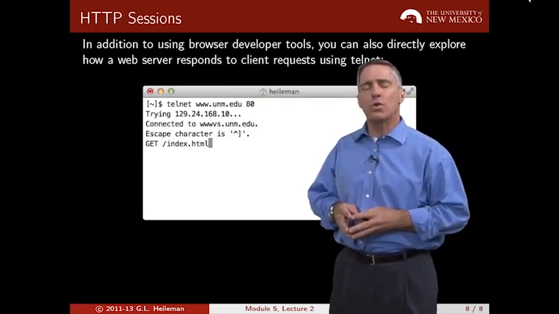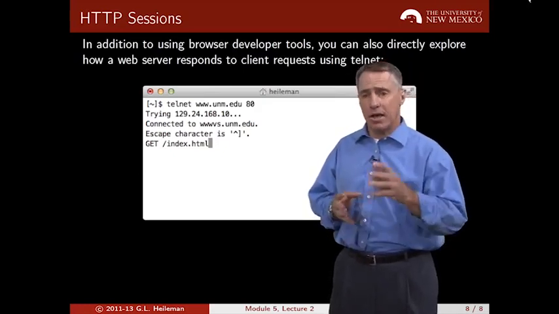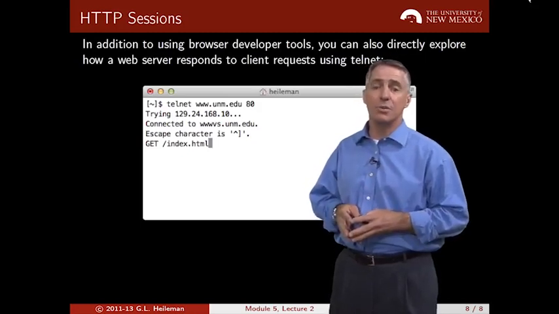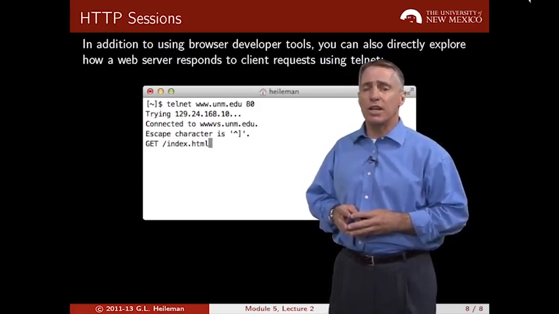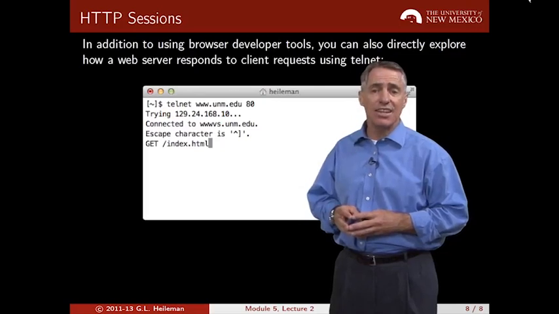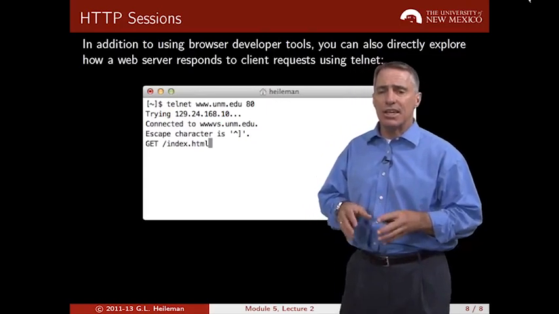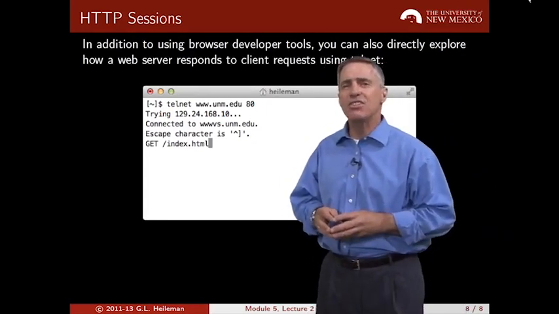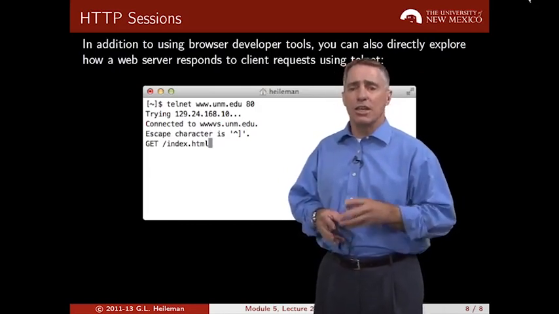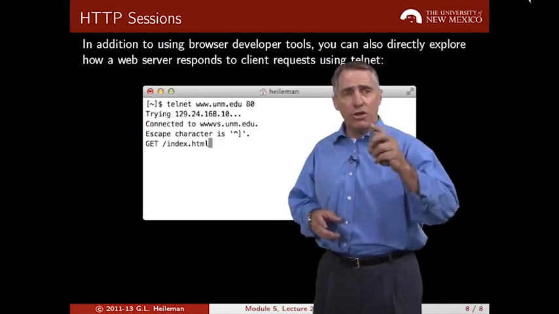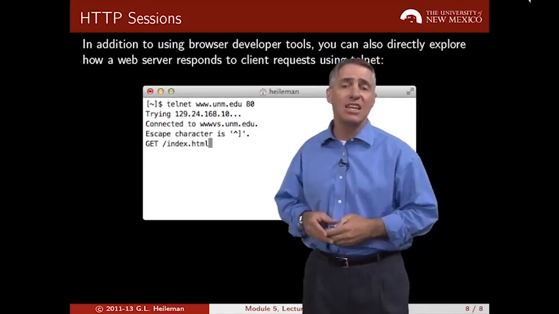If you go to your console and just type telnet and then some address and then port 80, so here I've selected www.unm.edu, you see that it translates that into an IP address, 129.24.168.10, and it connects to that on port 80. And then I've typed GET /index.html. Now, index.html is by default the root of most web applications. If you type this and hit return, the server will get that request and respond to it by providing the HTML that's in index.html.